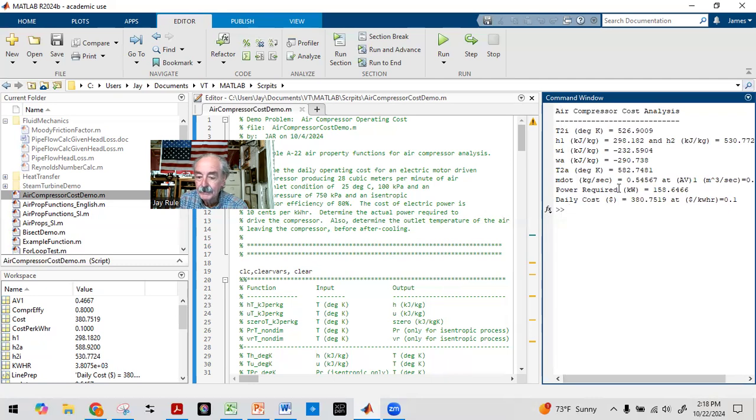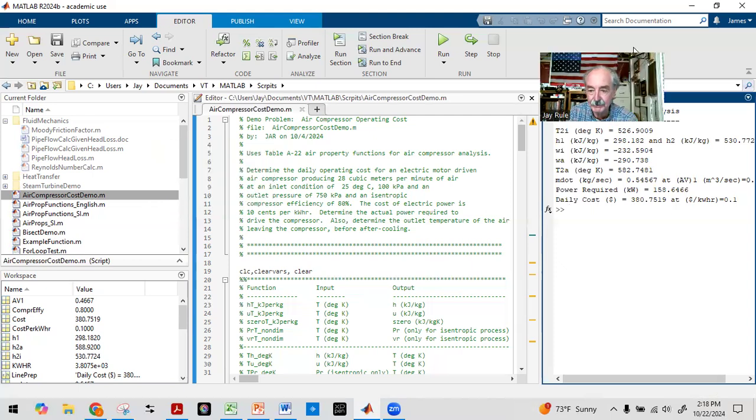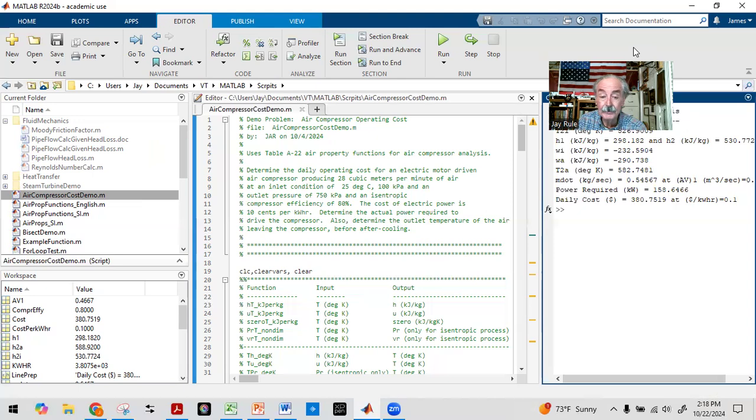I determined that the power required is 159 kilowatts, 159 kilowatts required. And so that gives me a daily cost of $380.75. So about $381 per day to operate this air compressor. So if we could cut that in half, that would represent some significant cost savings for us in our manufacturing environment. So that is our MATLAB model for our air compressor analysis.